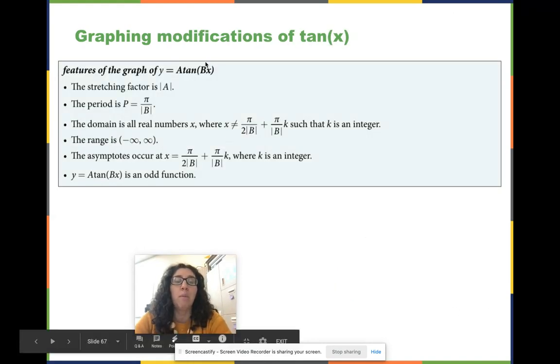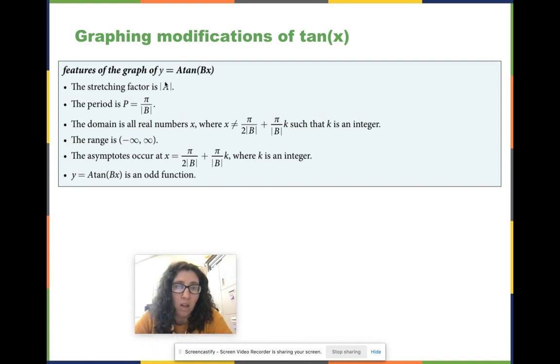All right, so what about modifications? This is going to be very similar to sine or cosine. The stretching factor is A. We'll talk about that in a minute, right? So just a coefficient out front. This is different, pay attention here. The period, so remember for sine or cosine, we had 2 pi divided by b. Now we have pi divided by b, okay? Because our period of tangent is pi. So this is the one different thing to pay attention to that's easy to get caught on.